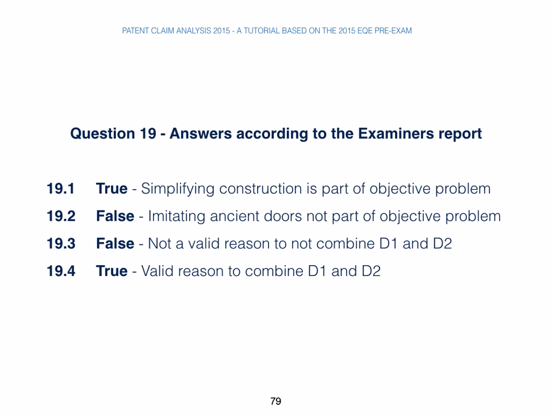Here we have, according to the examiner's statement, 19.1 is true. Simplifying construction is part of the objective problem. 19.2 is false. Imitating ancient doors is not part of the objective problem. 19.3 is false. It is not a valid reason to not combine D1 and D2. 19.4 is true. It is a valid reason to combine D1 and D2. We'll turn to the examiner's report.